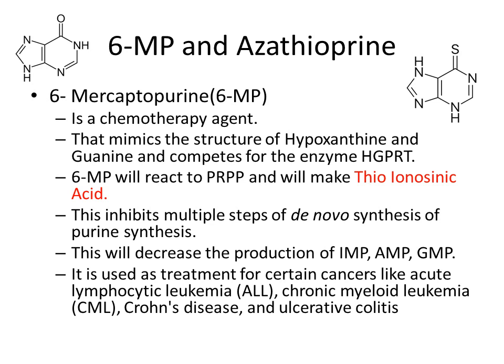6-MP will react with PRPP and HGPRT and make thioinosinic acid, and this thioinosinic acid will stop the whole salvaging process. This inhibits multiple steps of de novo purine synthesis. This will decrease the production of IMP, AMP and GMP, and it is used as a treatment for certain cancers like acute lymphocytic leukemia, chronic myeloid leukemia, Crohn's disease and ulcerative colitis.